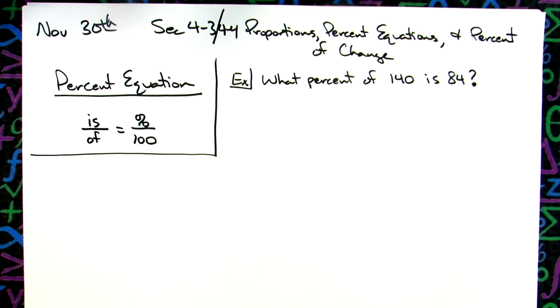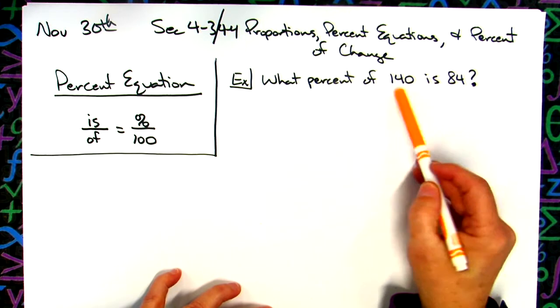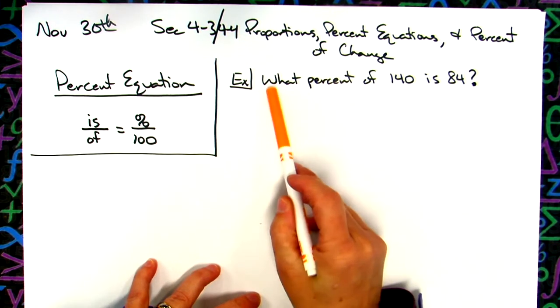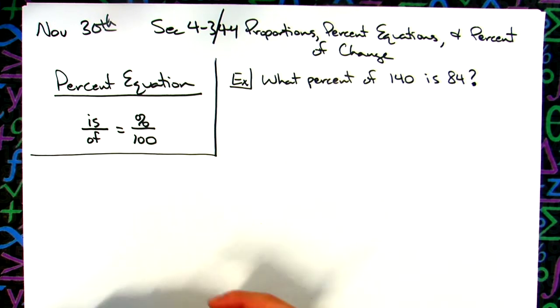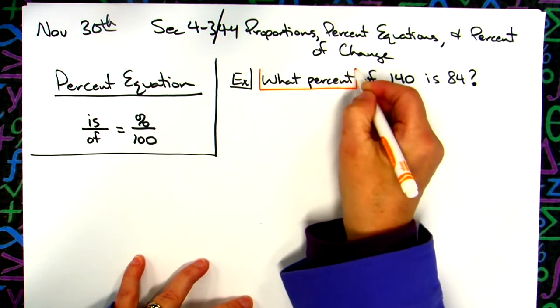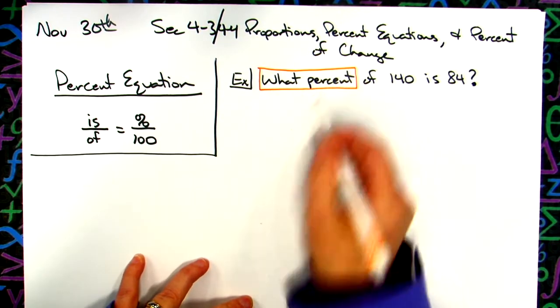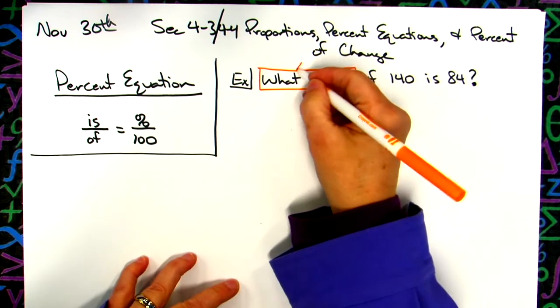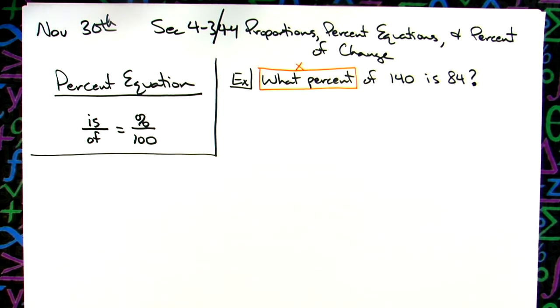Now my suggestion is that you always look and see if there is a given percent in the problem. No percent sign, they don't give a percent. Matter of fact, right here it says what percent. So I look for the percent first, and then I put a box around it. In this case, they're asking what percent. That's what we're going to solve for, that's what we don't know. So since we're in algebra, we're going to let that be x.